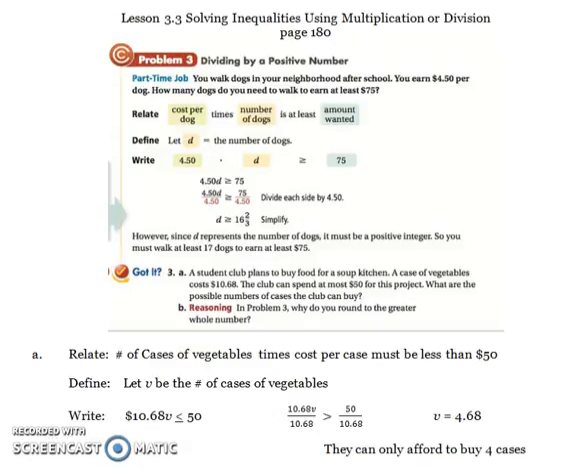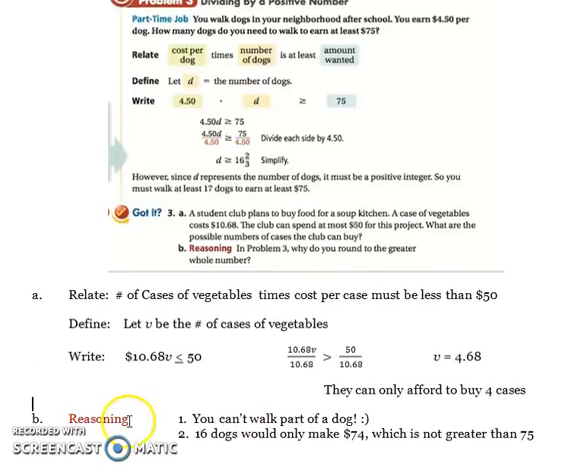Okay, so for part B, it says, why did you round it to the greater whole number? Here, we wanted more than 75. So if we had rounded that down to 16, it would not have been $75. You certainly can't walk 2/3 of a dog. So we had to round that one up. This one, we can't afford to round this up. We don't have enough money. Because if we rounded that up to 5, it'd be $53 and some cents. And we don't have that. We only have $50.